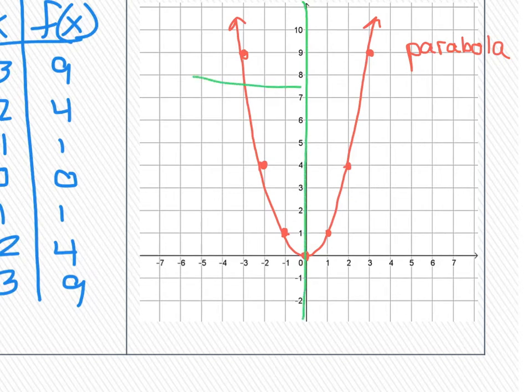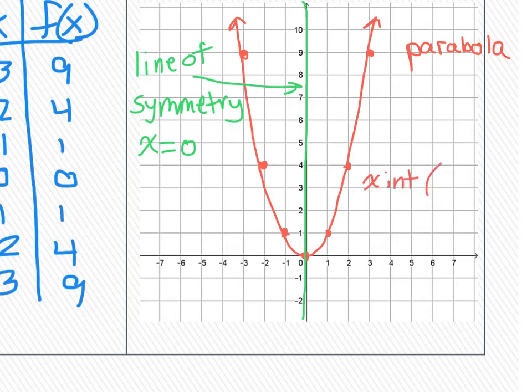And we call this green line here the line of symmetry. And if I asked you for the equation of that line, the equation of the y-axis is x equals 0. So the line of symmetry, the parent quadratic function, is x equals 0. Just like the linear function, we have only one x-intercept for this parent, and that's the origin. And the y-intercept is also the origin.